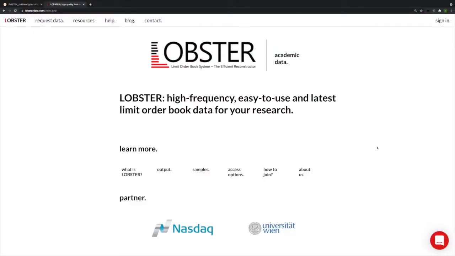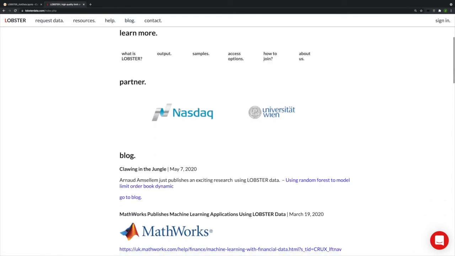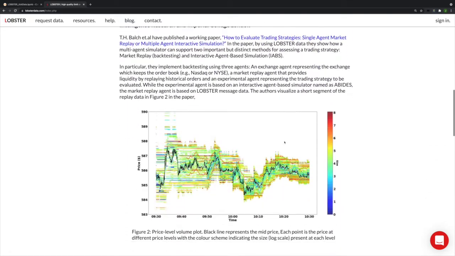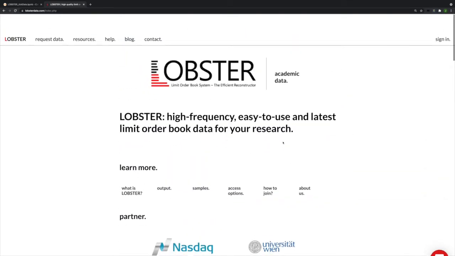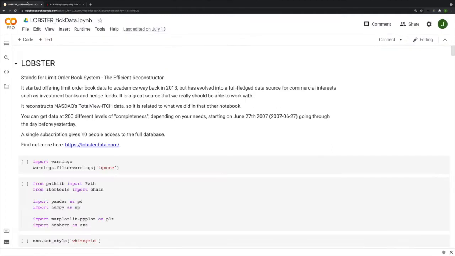All right, right now we're looking at the Lobster Data website, lobsterdata.com. So you guys can go here, check out what is Lobster, get some more information. They got data samples, access options, and you can look it up to become a member. I think with a single subscription, you can get data for about 10 people. So it's not a bad deal. They work with NASDAQ. They work with this German university. And they got access to some articles and stuff. But let's go over to Colab.